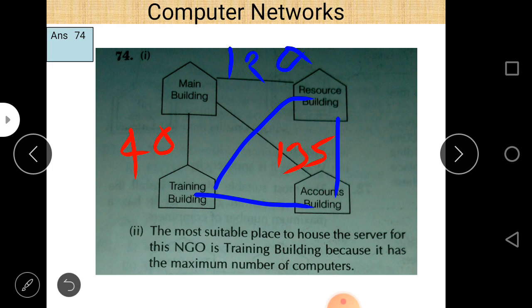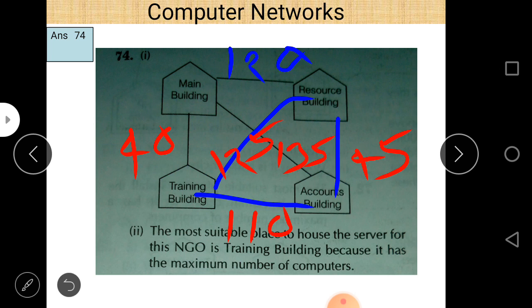And resource building to training building, this is given as 125 again. And resource building to accounts building, it is 45 meter. And training building to accounts building, this is 110 meter. So these are the distances between different buildings, and you have to connect all these buildings.